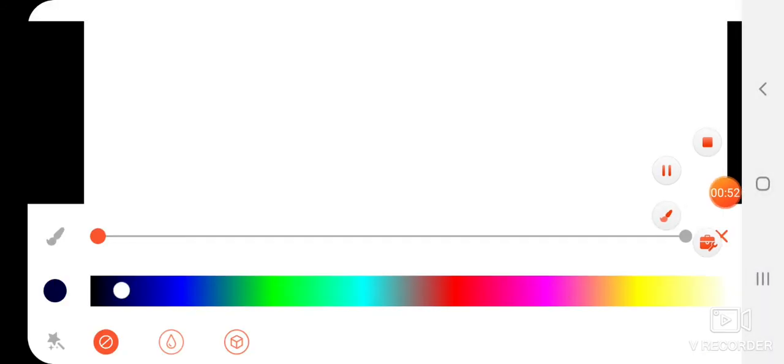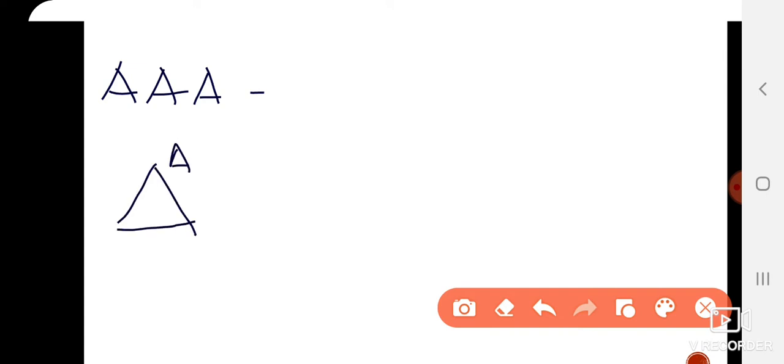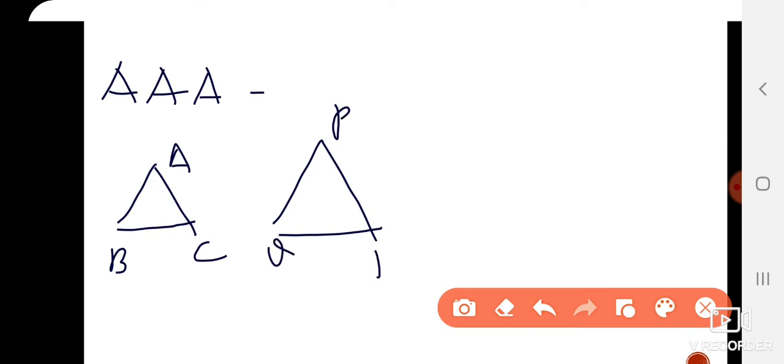Okay. Now let us revise the tests of similarity which we have done last year. We have 4 tests of similarity. Let's recall them one at a time. The first test of similarity is the AAA test of similarity. Now consider two triangles, say A, B, C, another triangle P, Q and R.